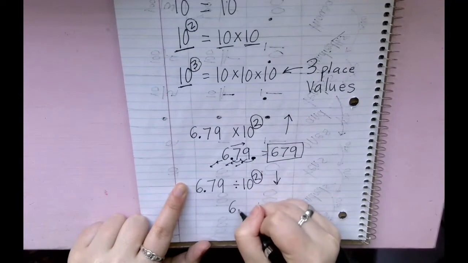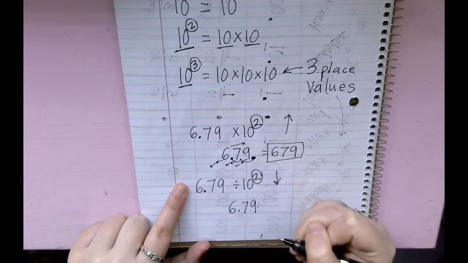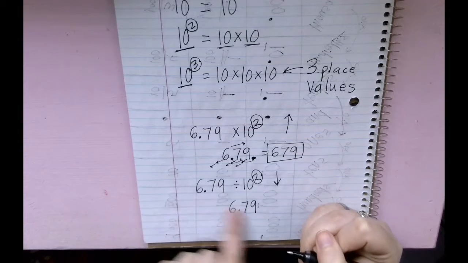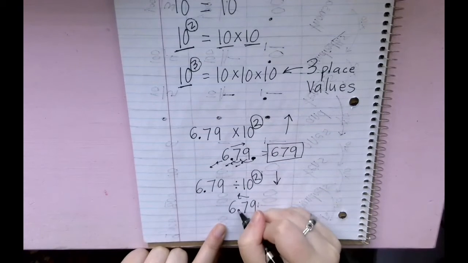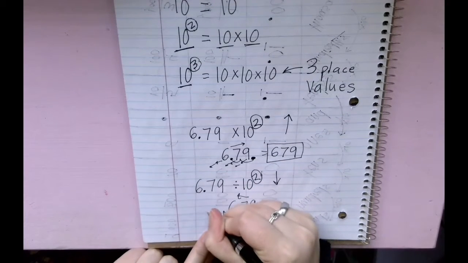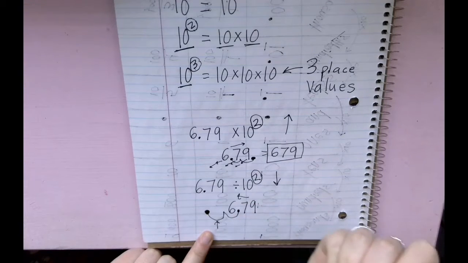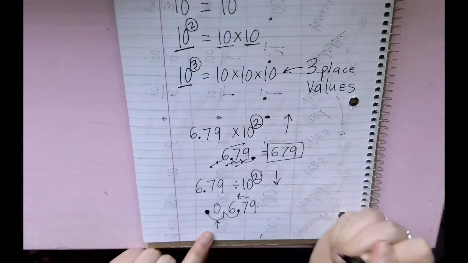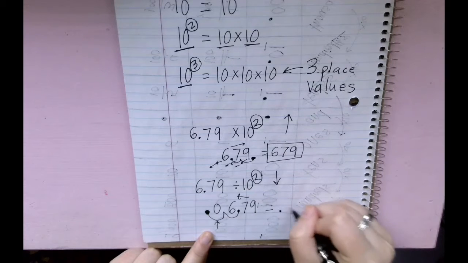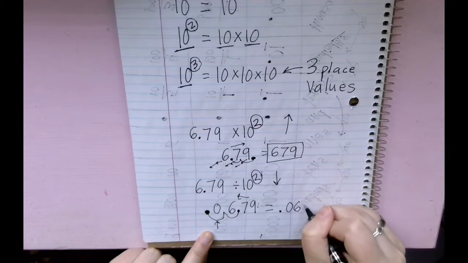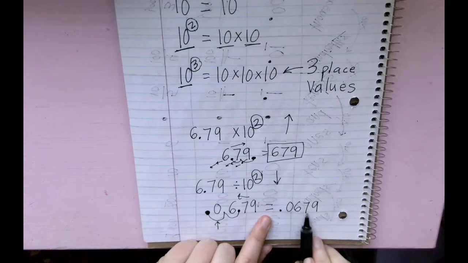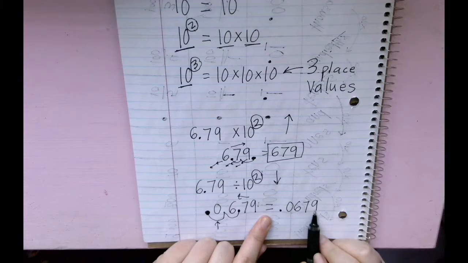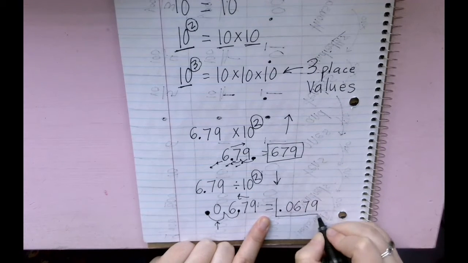Let's rewrite the number. The digits are going to be moving to the right, which means the decimal is going to be moving to the left. Go ahead and do that. 1, 2, new decimal point, make it nice and big, and fill the empty spaces with a 0, which equals 0.679, which would be read as 0 and 679 10,000ths, which is your final answer.